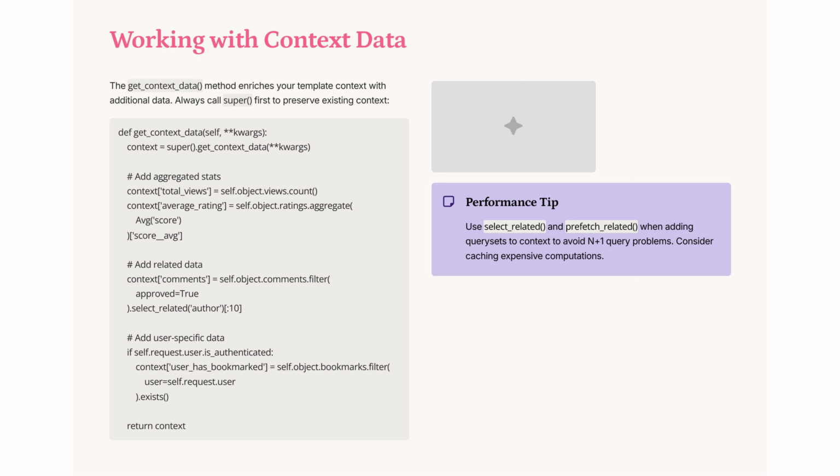It includes related data such as approved comments and user-specific data like bookmark status. Always call super to maintain existing context. Use select_related and prefetch_related to optimize performance and prevent N+1 query issues.